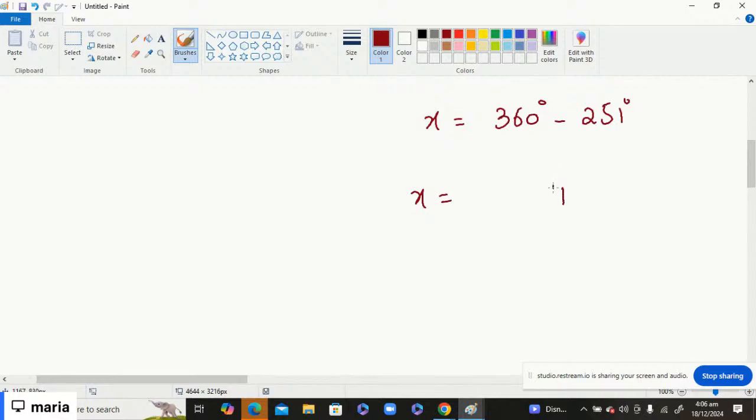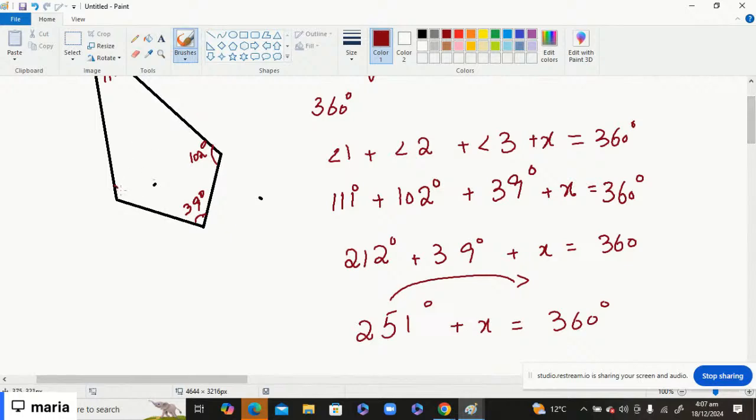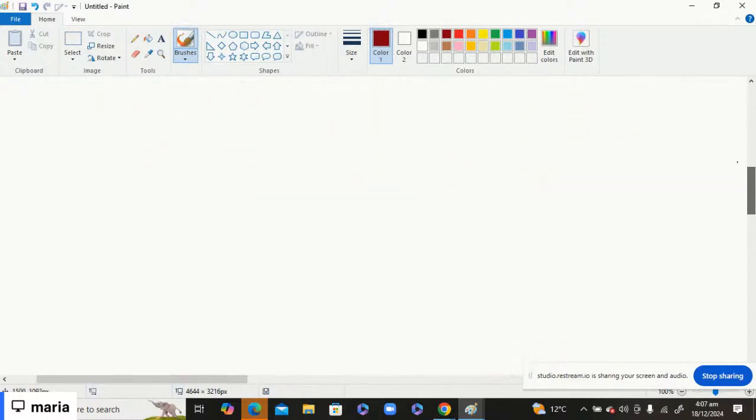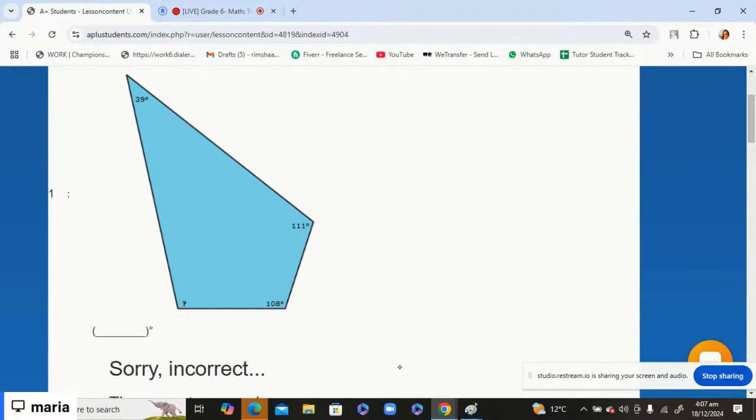This is not the answer yet, let me just subtract it out. Here 360 minus 251 becomes 109 degrees. So here the angle is 109 degrees. This is the missing angle, and this is the full procedure that we follow. Okay, let's do one more question.